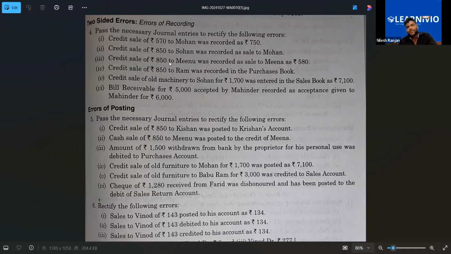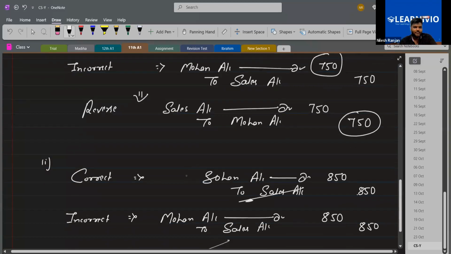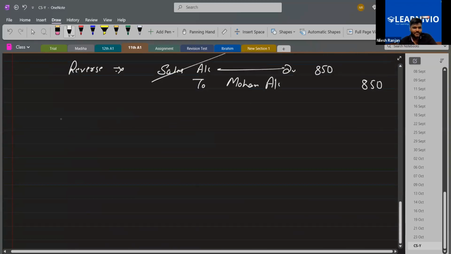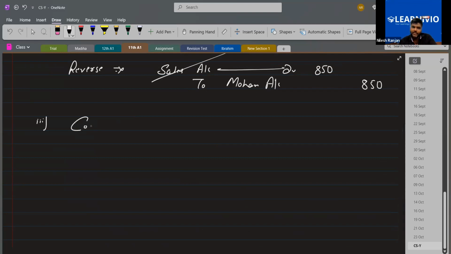Credit sale of 850 to Meenu was recorded as sale to Meena as 580. Now there are two problems here. One, the account is also incorrect, and the second, the amount is incorrect. So I will write the correct one and the incorrect one, and you have to tell me what will happen here.